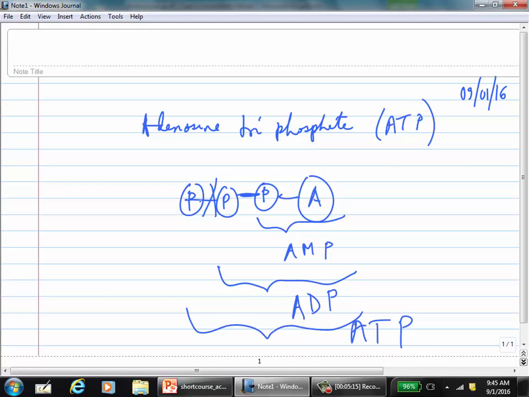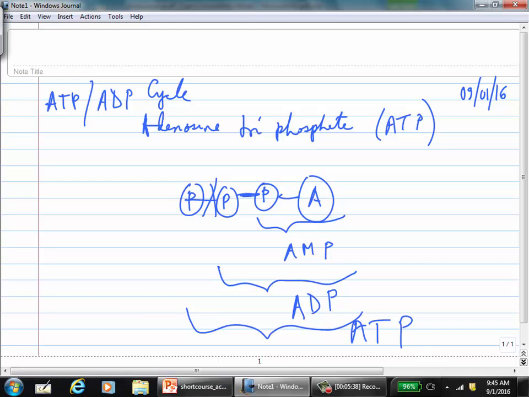Okay, so it's like energy, you have mobile energy carriers, all right? So when energy is needed, it is going to break that phosphoanhydride bond, right, and go from ATP to ADP, okay? This is called the ATP-ADP cycle, right? And this is the mechanism by which our cells are powered, okay?